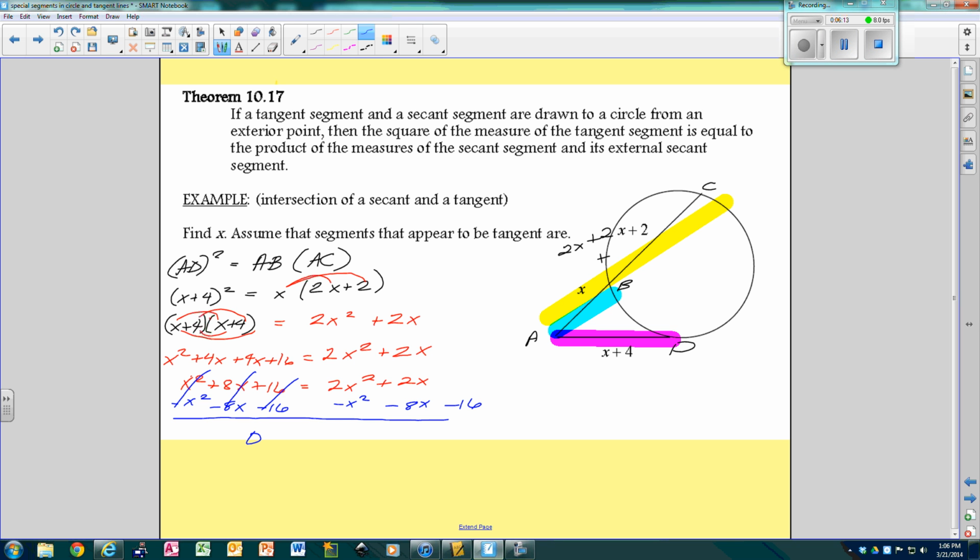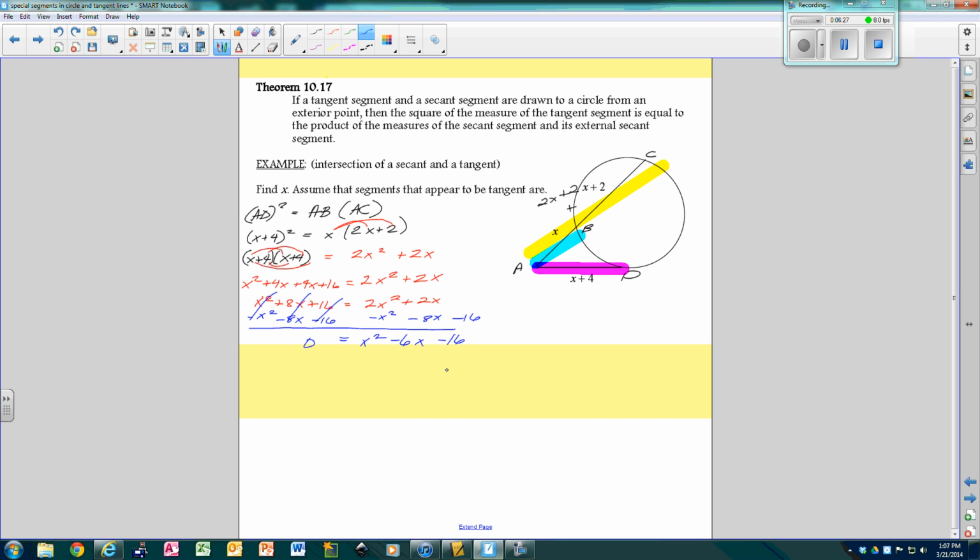So 0 equals 2x squared minus x squared is x squared. 2x minus 8x is minus 6x. And then there's nothing to go with the 16, so we're just going to let it be. Alright, so now I've got to factor this.